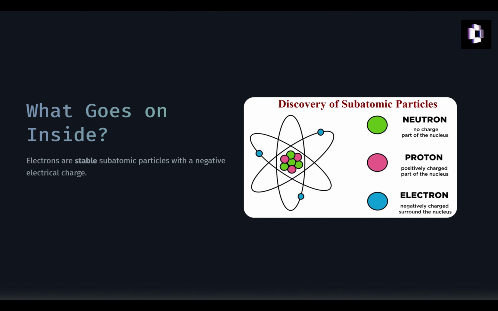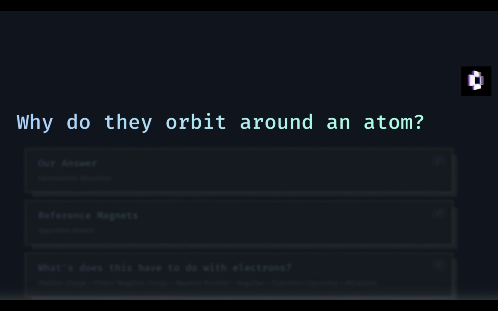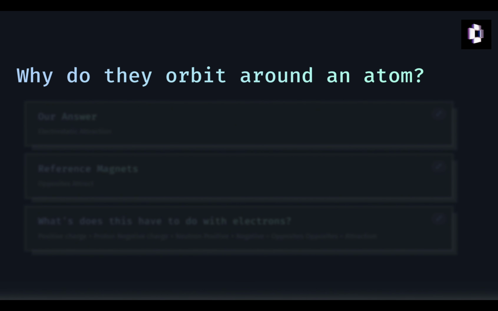Imagine breaking the smallest particle of matter into even smaller pieces. That is an electron. Electrons are stable subatomic particles with a negative electrical charge. Electrons sit on shells around an atom. They orbit around the atom. Why do they orbit around an atom?